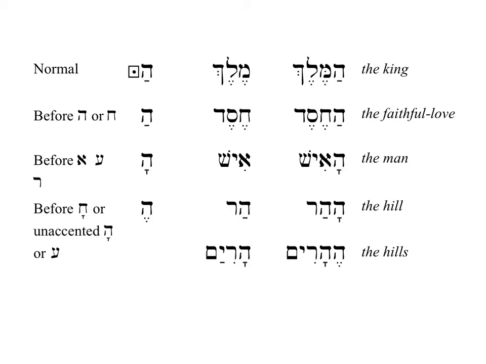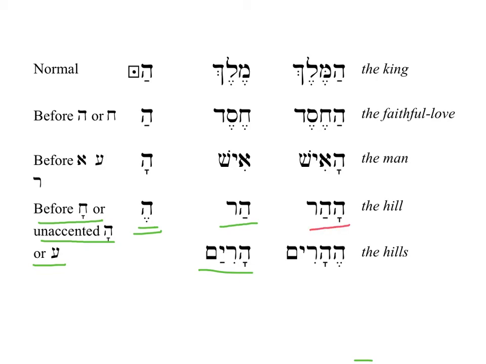Now, when a word begins with a chet with a kametz, or an unaccented he with a kametz, or with an ayin, then the form of the article becomes he with a segol. Now again, that's a lot of different little rules here, and I would encourage you, just become familiar with this. Don't try to memorize these at first. This is not the sort of thing that'll trip you up as we go along. So if we take the word here, har, for hill, and harim, the hills, and we make them into definites.